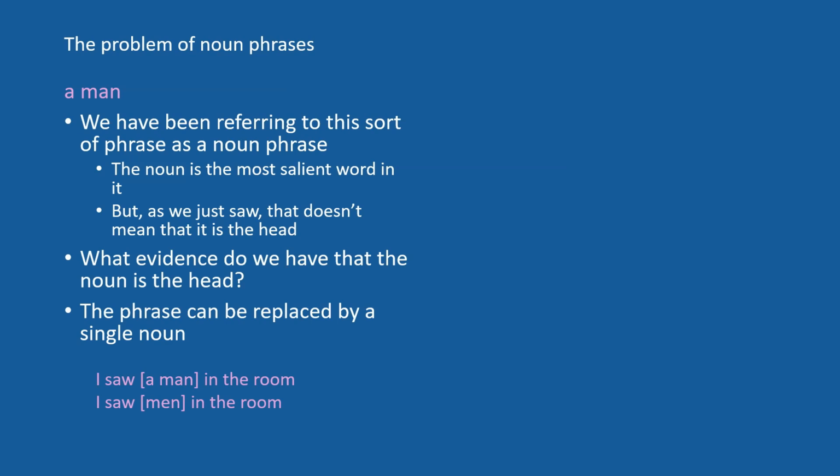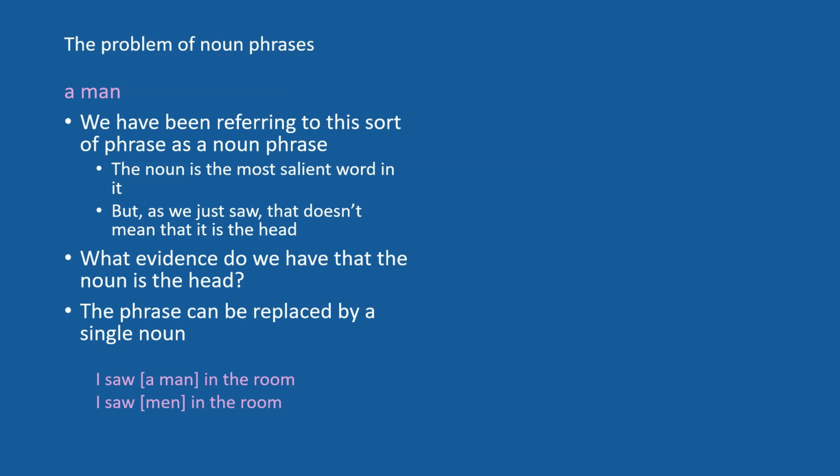One fairly straightforward piece of evidence is that we could replace a man with a single word, which is a noun. And as we've just discussed with the preposition phrase, that seems to settle it. Okay, if you can replace a phrase with a single word, then that single word presumably must be the head of the phrase, and we can look at the category of that and say, that's what the category of this whole phrase is.